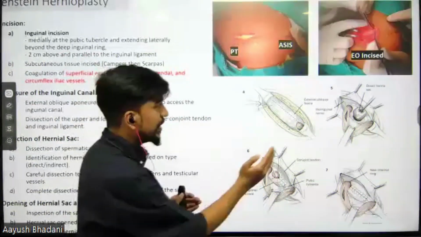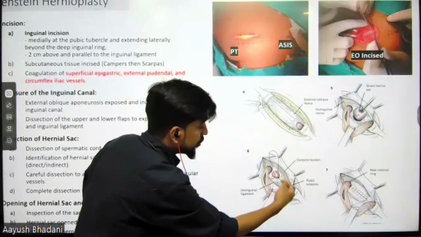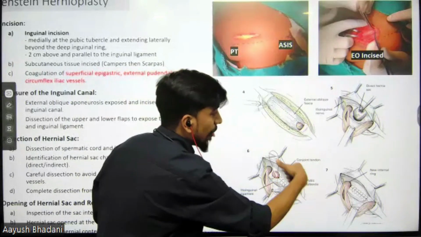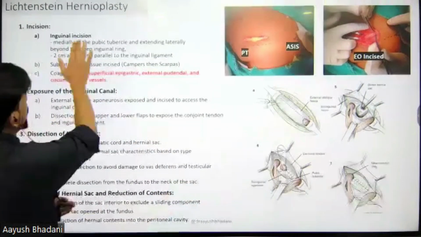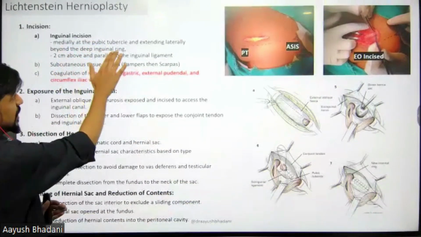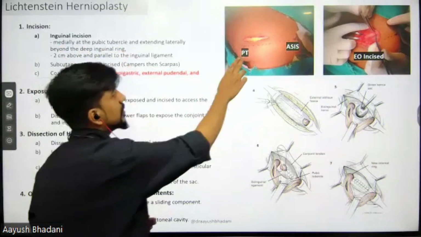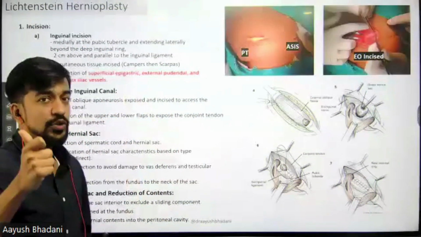Once we are able to do it, we open the sac, reduce the content, sew it back, and then we'll also form a new internal ring and go on to put a mesh. That is, we'll put an inguinal incision medial to the pubic tubercle, extending laterally beyond the deep inguinal ring, 2 centimeters above and parallel to the inguinal ligament. Done.